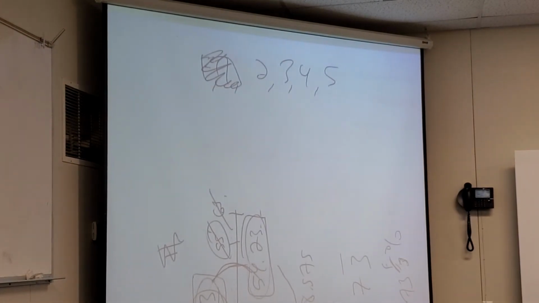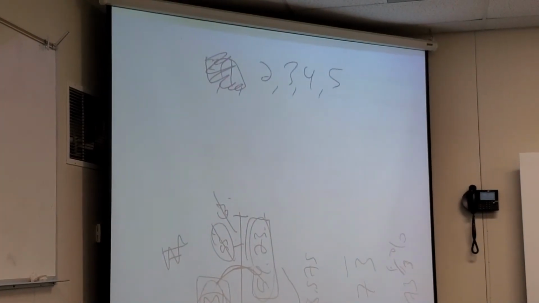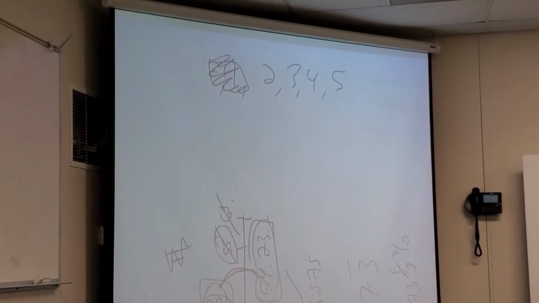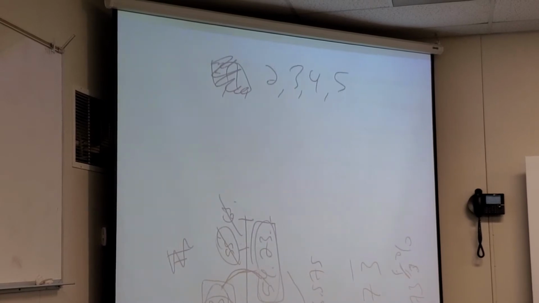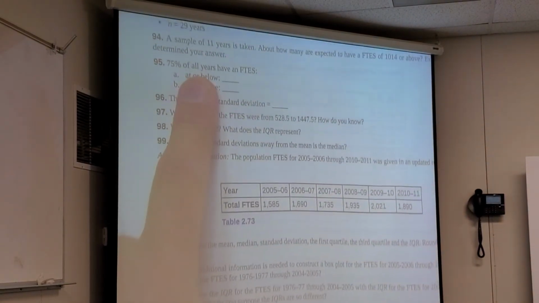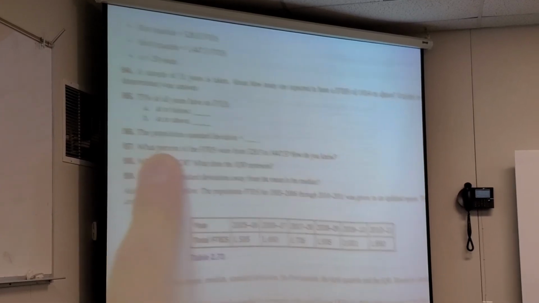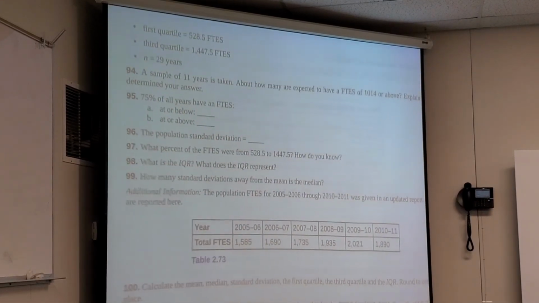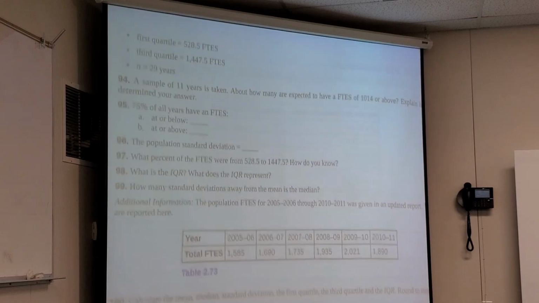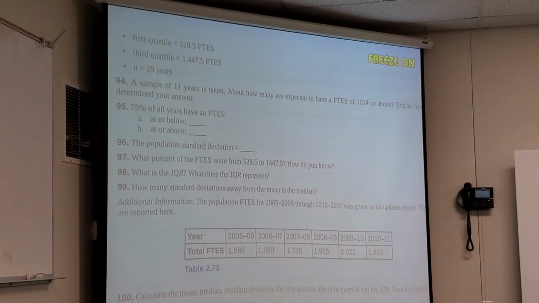Yes? Can we do 95 for 2.7? Oh, is that the one about this one here? The 95% thing? I mean 75%? Yes. This one? So the answer is on the page there. How do I freeze this thing? There we go.